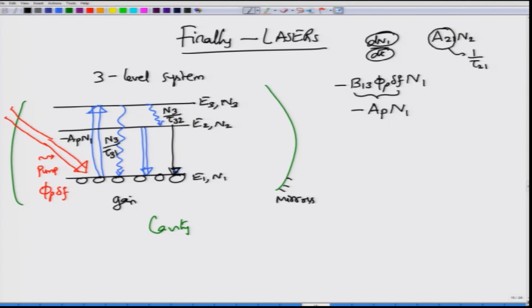From E2 to E1 you have two more interactions. One is that E2 atoms drop down to energy level E1, and that one will be phi p delta F B21 times N2.